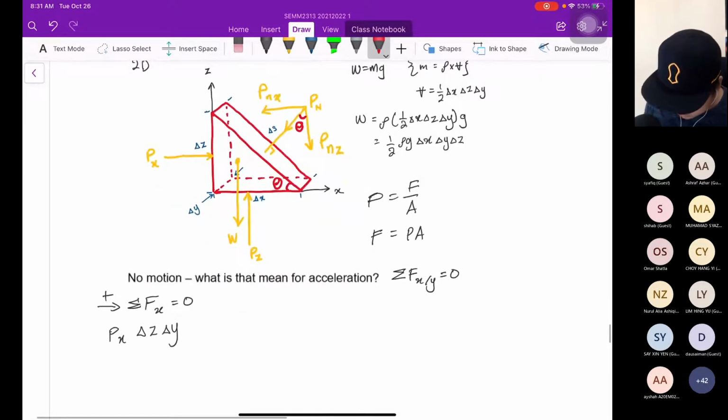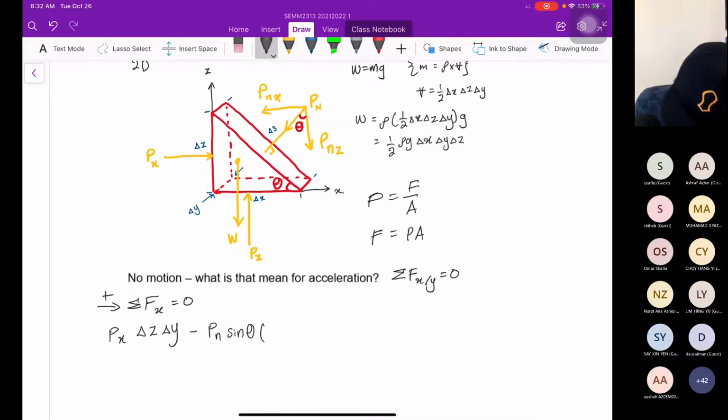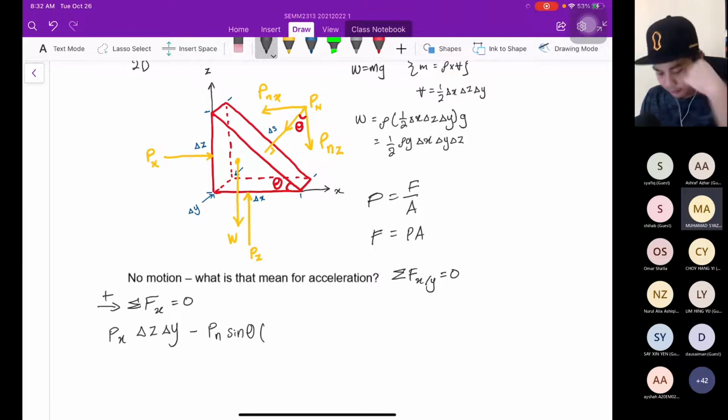So from here, we have the P. This P and X is negative to the left. So minus pressure of normal. Is it sine or cos? It is sine. Sine theta multiplied with the area. What is the area? Delta S, delta Y. Yes, perfect. Delta S, delta Y.